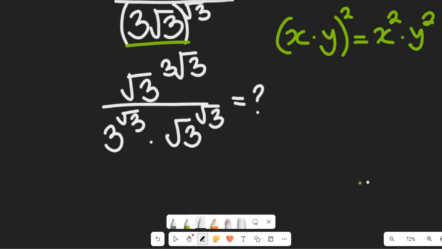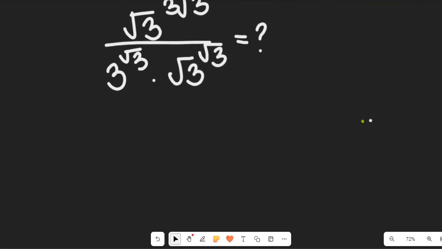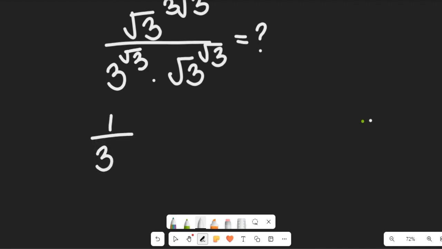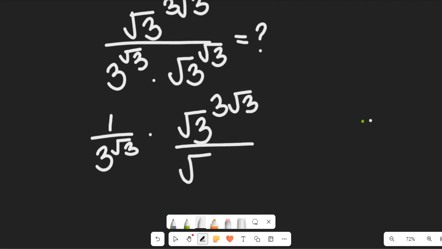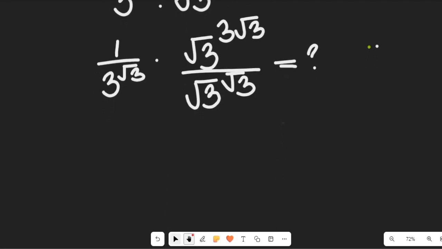Good. Now at this point, I want to isolate this expression. If I isolate this expression, you'll come to see that this expression can now give me 1 divided by 3 root 3, right, multiplied by root 3 to the power of 3 root 3 divided by root 3 to the power of root 3. I haven't changed anything. I've only simplified that expression. Now, having simplified that expression, you come to notice one common term.